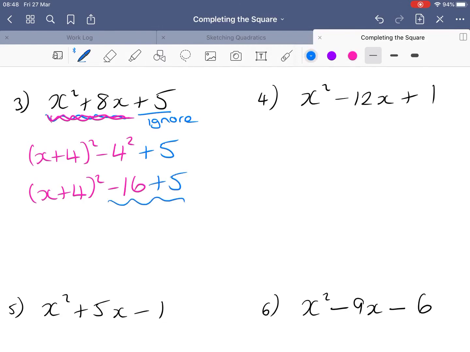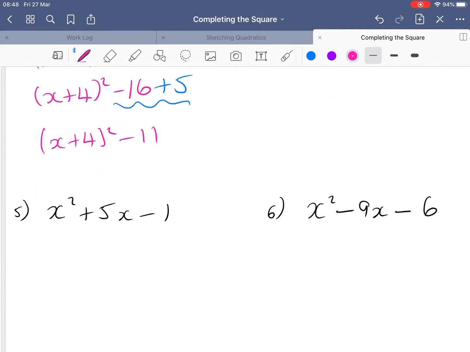But actually now I can combine them together and tidy it up. And so my final answer is going to be x plus 4 squared. Well, what's minus 16 plus 5? Minus 11. Okay. So I'll do one more. I think, oh, well, I'm not going to do this one. I'll leave that one. I think you can probably have a go.